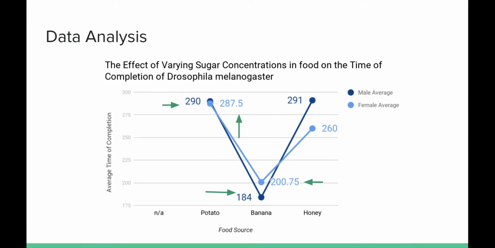The last trial again consisted of the honey, in which the males completed the maze around 291 seconds, which was 170 seconds slower than the males in the banana trial, and the females completed around 260 seconds, which was 31 seconds faster than the males, but nearly a minute slower than the females in the banana trial. The overall trend points to the banana trial as having the fastest flies complete the maze, of all the 4 trials.